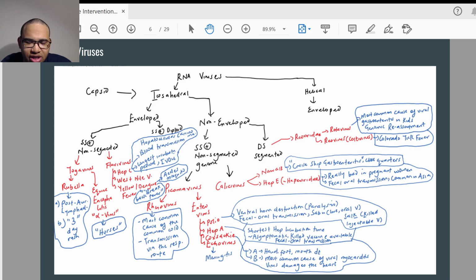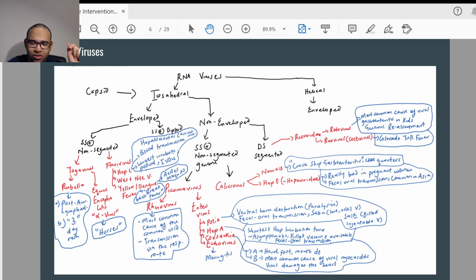And under the enveloped, again, we have the single-stranded, positive sense, non-segmented. We have the togavirus there, and again, these are all enveloped, right? So the togaviruses, we have rubella there. Remember, rubella tends to cause a posterior auricular lymphadenopathy, and tends to cause like a 3-day rash.